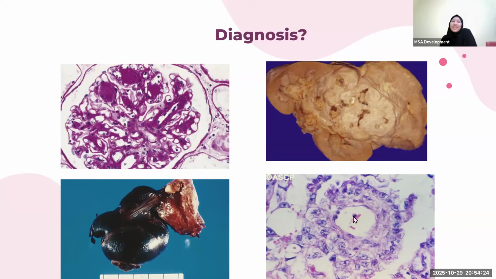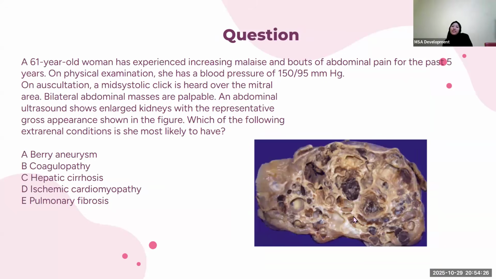Question: a 61-year-old woman has experienced increasing bouts of abdominal pain for the past 5 years. Her blood pressure is very high. On auscultation, she has a click over the mitral area. Bilateral abdominal masses are palpable. Abdominal ultrasound shows enlarged kidneys with this figure. Which of the following conditions is she most likely to have?